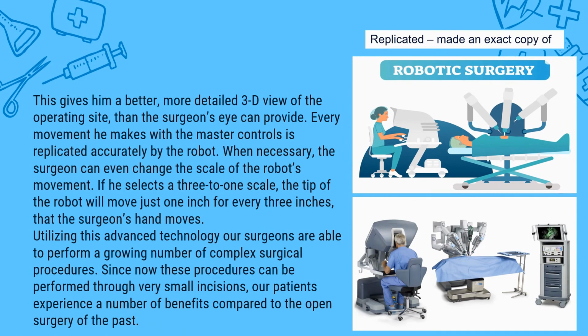This gives him a better, more detailed 3D view of the operating site than the surgeon's eye can provide. Every movement he makes with the master control is replicated accurately by the robot. When necessary, the surgeon can even change the scale of the robot's movement. If he selects a 3:1 scale, the tip of the robot will move just 1 inch for every 3 inches that the surgeon's hand moves.